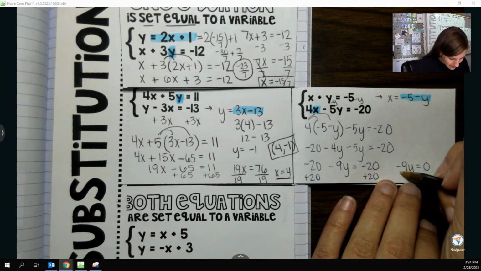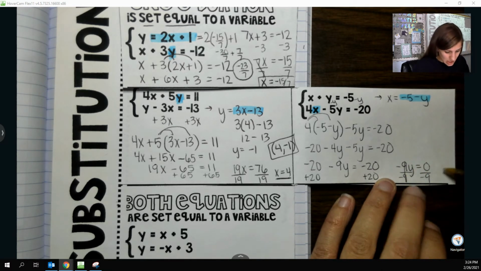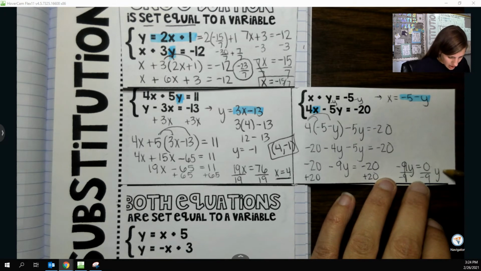And then to get y all by itself, I need to divide by negative 9. And that's okay to do because 0 divided by anything is just 0. Like 0 on top is okay. So y will just be 0.